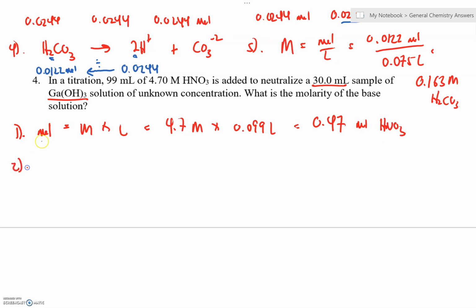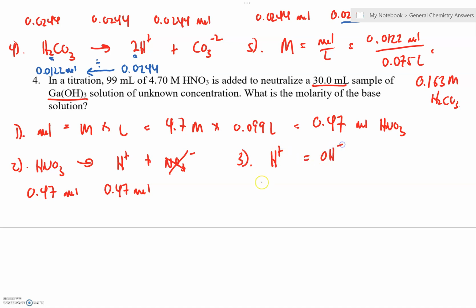Step 2, going to dissociate our known. You have HNO3, you have 0.47 moles. And so what we're going to do is dissociate. There's no coefficients, there's no nothing. You have 0.47 moles of H plus. We don't even worry about this. If you know H plus, now you know OH minus. And in step 4, we're going to reassociate our known.